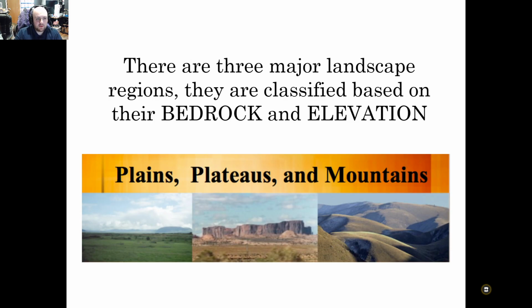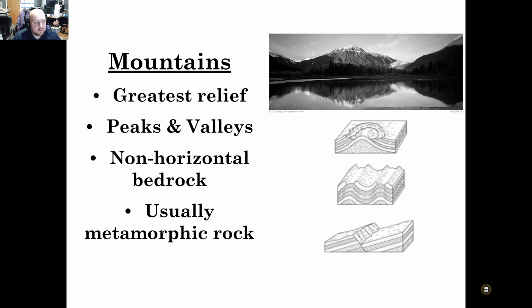So when we look at landscape regions, there are three major types that we talk about. The important thing to understand here is that we classify them based on what they're made of, based on the bedrock, and based on their elevation. So those are the two main things. Write that in the middle of the page. There are three major landscape regions classified by bedrock and elevation. Make sure you have that down. These three regions are called plains, plateaus, and mountains. Let's talk about each one of them. We're going to start with mountains.